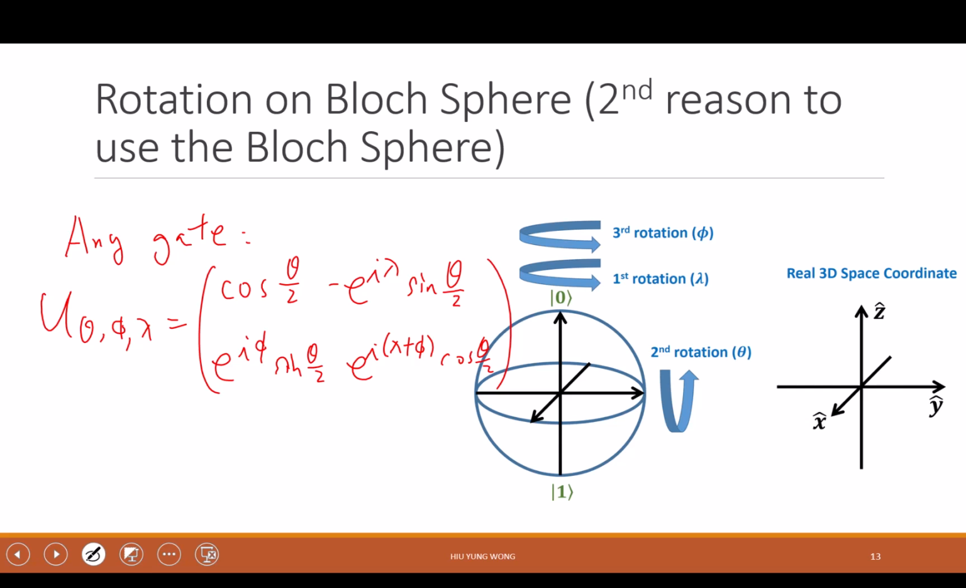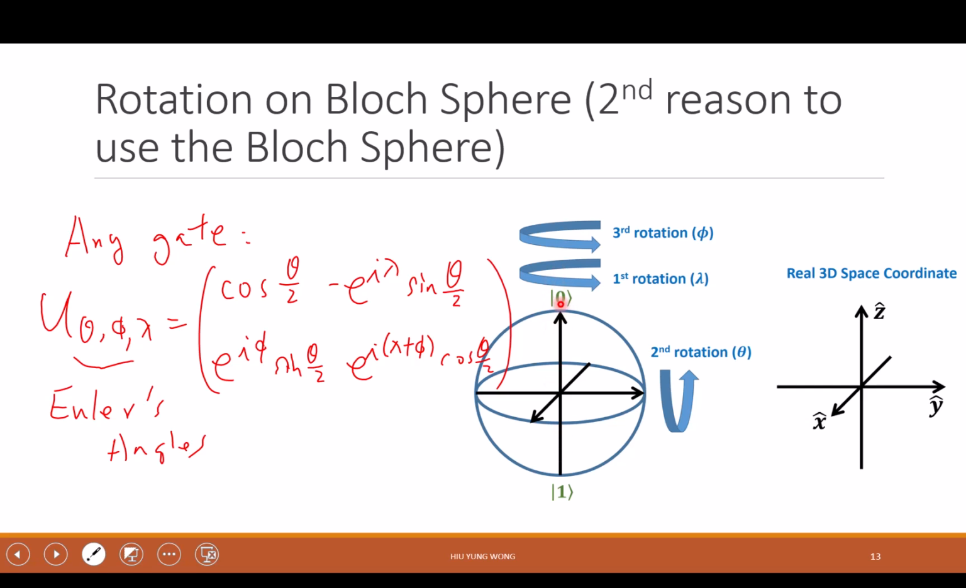And this is called Euler angles. Okay? So what does it mean? When you see a gate, NOT gate or whatever, I can map it to here. It has 3 parameters, theta, phi, lambda. What does it do? I'm saying here, this is real 3D space. This is a Bloch sphere. When you apply this gate to a state, it rotates on the embedded Bloch sphere by this.